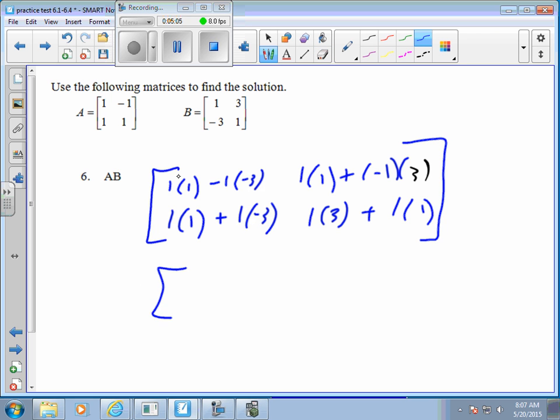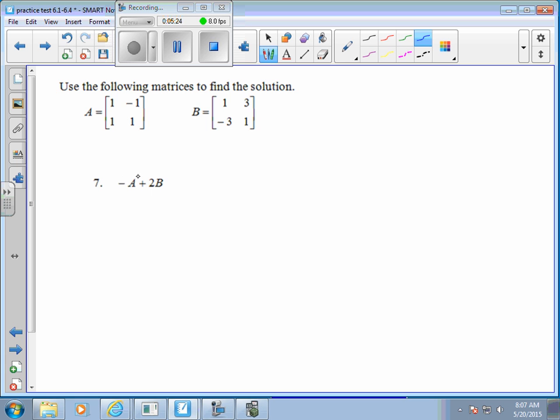So my real answer would be 1 plus 3 is 4. 1 minus 3 is negative 2. 1 minus 3 is negative 2. And 3 plus 1 is 4.